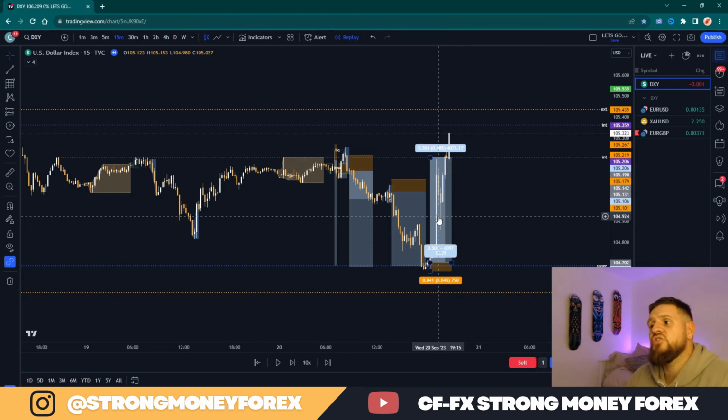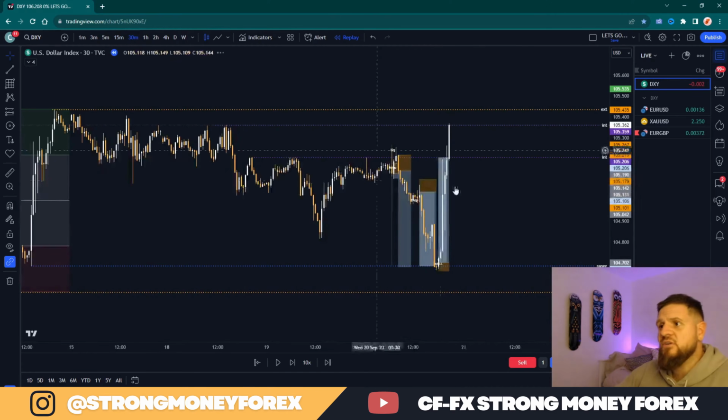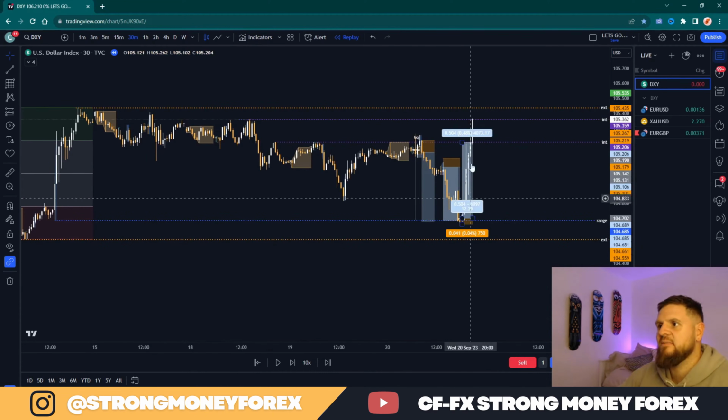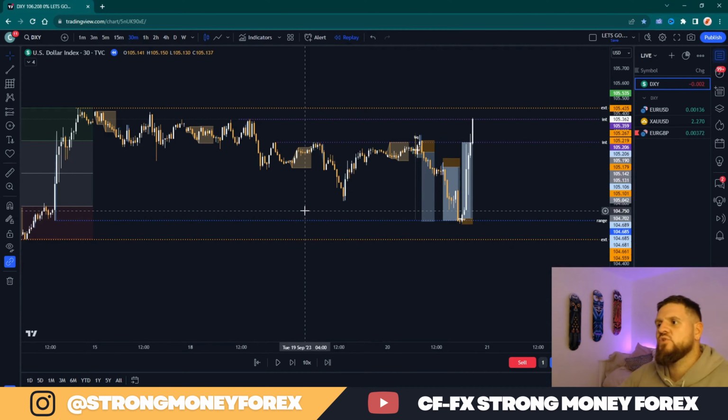Just using these concepts. So, internal liquidity, that is our weaker liquidity, that is going to be taking us down to range liquidity. You can see that once we tagged that range liquidity, we had a big buy. I'm going to talk you through how to trade external liquidity points in the next video.